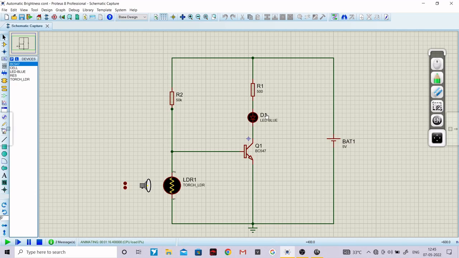Okay, so I'll end this video, and after this video you would be able to see the exact working of this particular model.